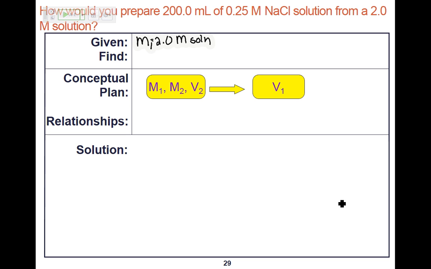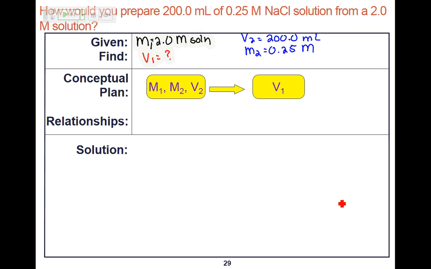And then I'm told that I want to make a total volume, so that's V2, of 200.0 milliliters. And I want that final concentration, M2, to be 0.25 molar, or 0.25 moles of sodium chloride per liter. So what I'm looking for in this case is V1. I'm just solving for this equation, but the key is assigning M1 and V1 correctly. Otherwise, you're going to get the wrong answer. So really talk out what the question is asking you to do.